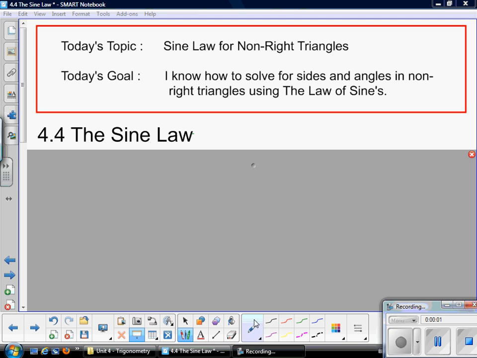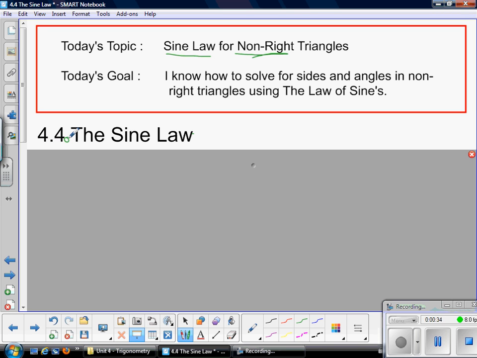Okay, today what we're looking at is something that's new for some of you, especially if you came from 2P. 2Ds, you would have looked at this a little bit in 2D course last year. So today's topic is the sine law for non-right triangles. Our goal is: I know how to solve for sides and angles in non-right triangles using the law of sines. It's section 4.4, section A.